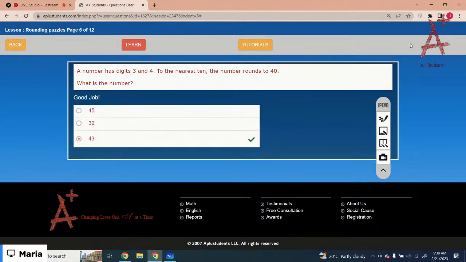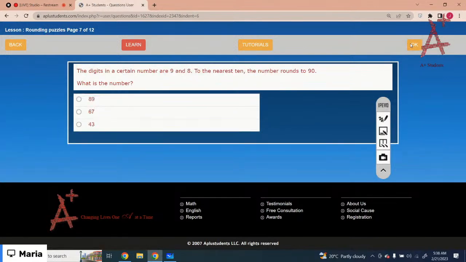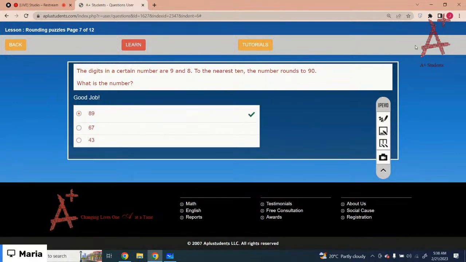Okay, the next one is: the digits in a certain number are 9 and 8. To the nearest 10, the number rounds to 90. So which is the correct option? Which option has both the digits 8 and 9? That is option number 1. Got it? Because option number 1 has both the digits 8 and 9. And also, when you round off 89, it is rounded to 90. Got it?